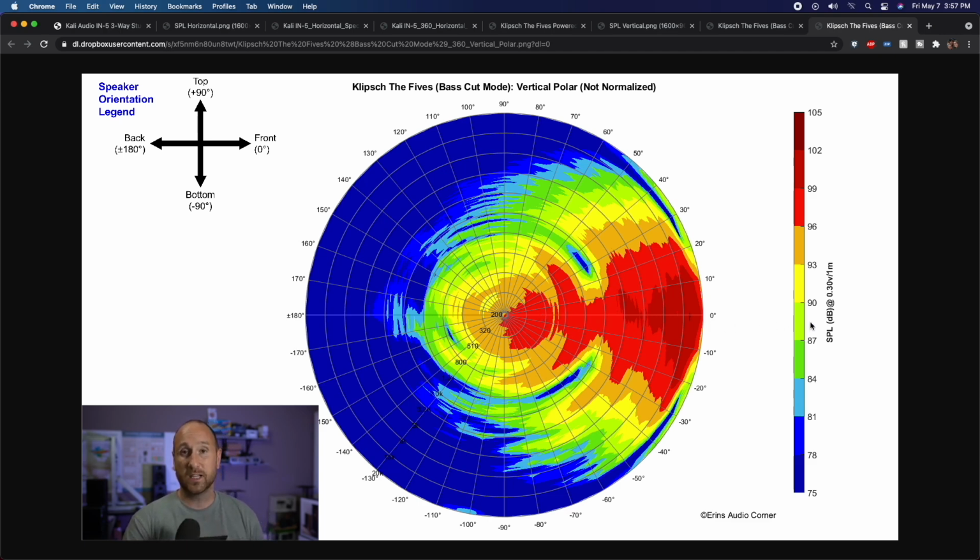0 degrees is coming out the front, 180 is at the back of the speaker, plus 90 degrees is the top of the speaker, and negative 90 degrees is the bottom of the speaker. And in this case, we can see that, again, low frequencies, a little bit more omnidirectional. As you increase in frequency, the response really should just narrow up or stay roughly the same, but it's not even following a trend line.